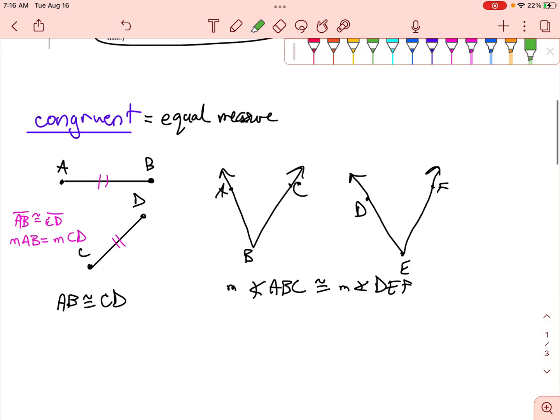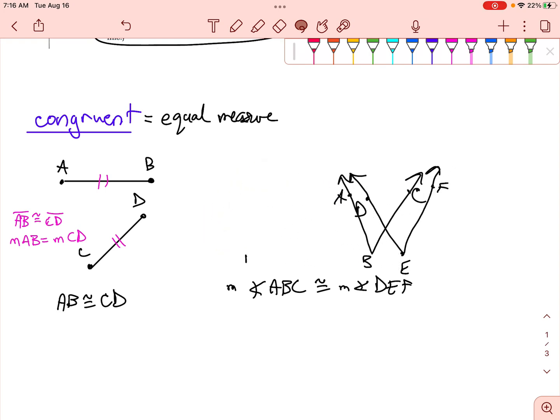So the next order of business is to talk about the word congruent. Congruent means of equal measure. So in geometry, congruent is just like equal in algebra. It means that if I took this angle and slid it on top of this angle, their measures would be exactly the same.